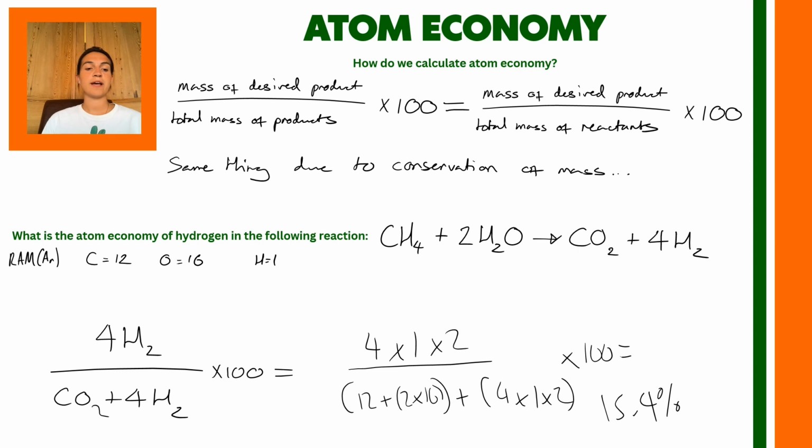So on the top, I get 4 times H's relative atomic mass is 1, but there are 2 of them, 4 times 1 times 2, divided by 12, that's my relative atomic mass for the carbon, part of the CO2, plus, and then there's 2 oxygen, so 2 times 16, and then plus, again, this 4H2, 4 times 1 times 2, and all of that times 100 equals 15.4%.